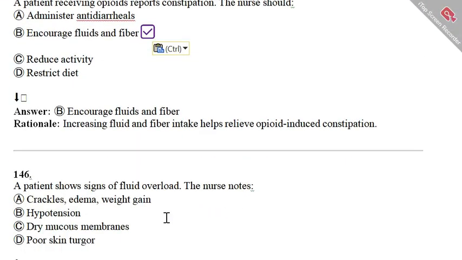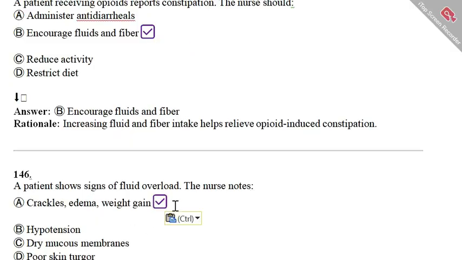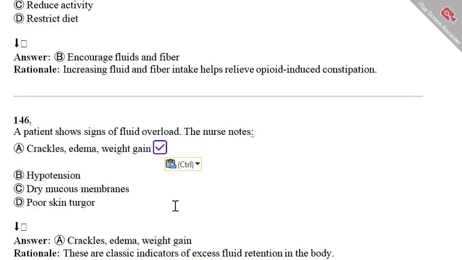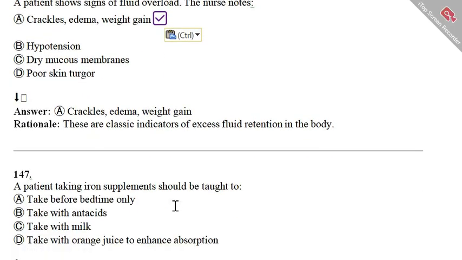A patient shows signs of fluid overload. The nurse notes. The correct option is crackles, edema, and weight gain. Let's move to the next question.